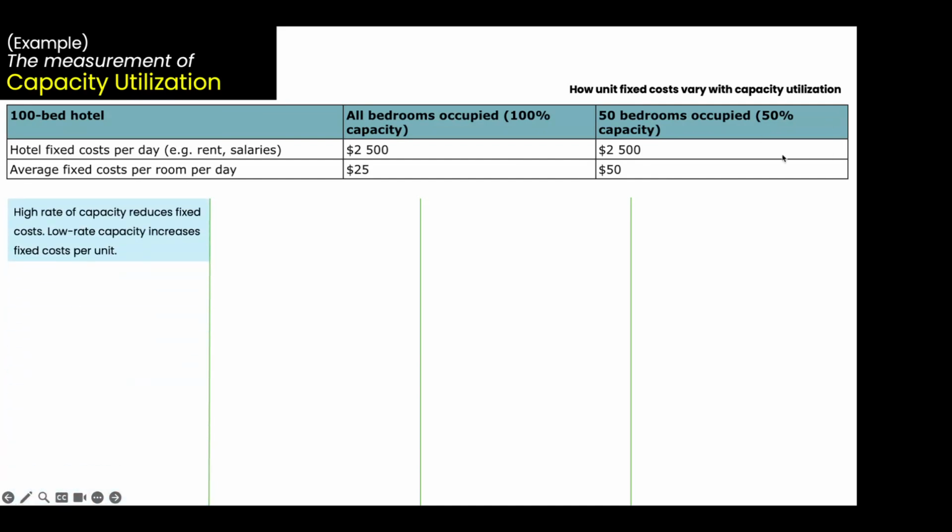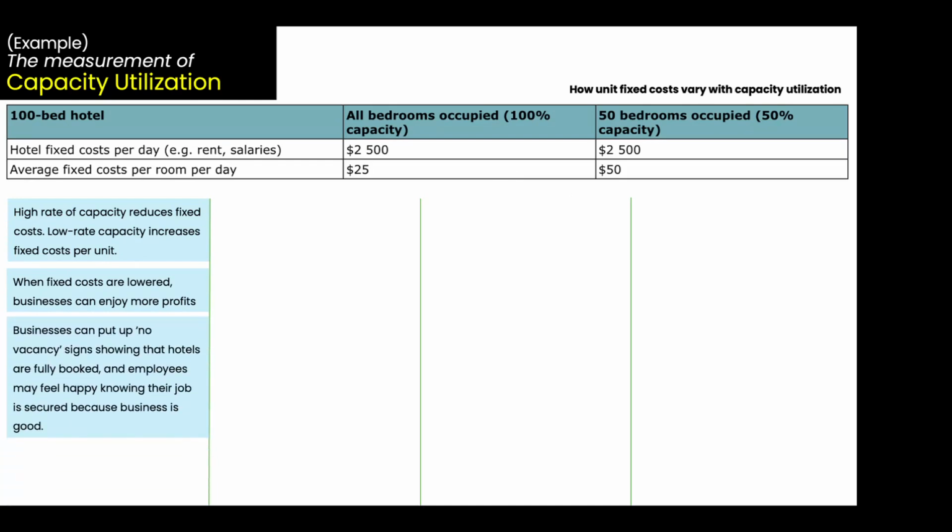Okay. Now, the high rate of capacity reduces the fixed cost, is what we spoke about just now. The low rate increases the fixed cost. So when the business has a lowered fixed cost, they have more margin to actually enjoy more profits, right? So if they're working at full capacity, or the rooms are fully taken up, there are no vacancy signs that tell people that, wow, this hotel is in demand. It also tells you that employees may also feel happy knowing that the hotel is fully booked, so my job is pretty much secured, all right?